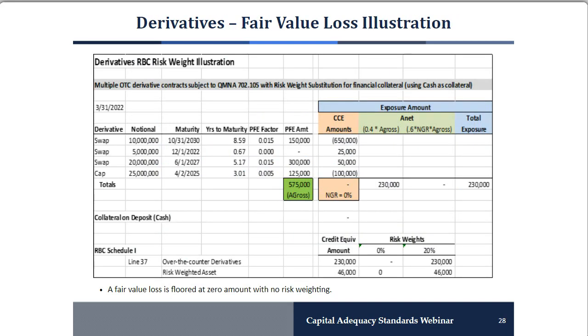The second illustration uses the same portfolio of transactions from the previous slide, but shows a net negative fair value, which essentially reduces the risk weighting given that the CCE, or the current credit equivalent, is floored at 0. The only part left is to risk weight the PFE, or the potential future exposure. The concepts for risk-based capital for cleared transactions, by the way, these were 2 bilateral OTC transactions, are similar, but with potentially lower risk weighting for the counterparty.